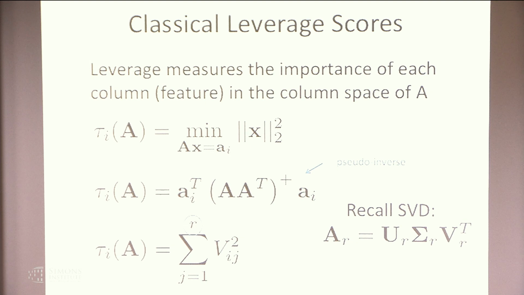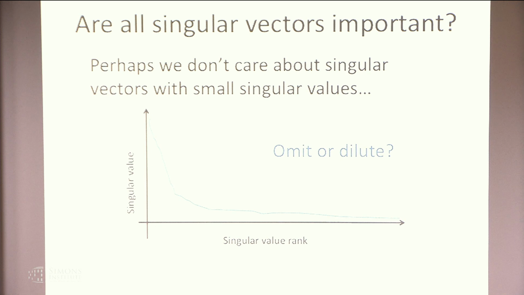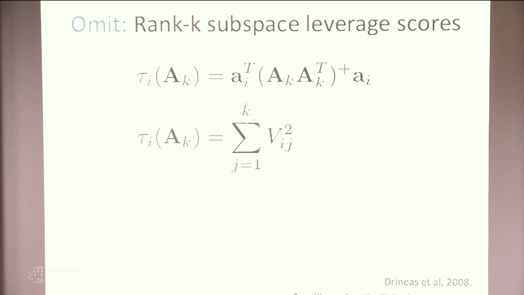So if you look at this expression, you see that the right singular vectors are kind of important for the leverage scores, and this begs the question: are all of the singular vectors important in your mind? Are they all equally important? Perhaps if your spectrum looks something like this, you may not care about all of the singular vectors. You may not care about the ones with small singular values. So how do I want to treat these singular vectors with small singular values? Do I want to omit them or do I want to dilute them? Both approaches have been taken in literature.